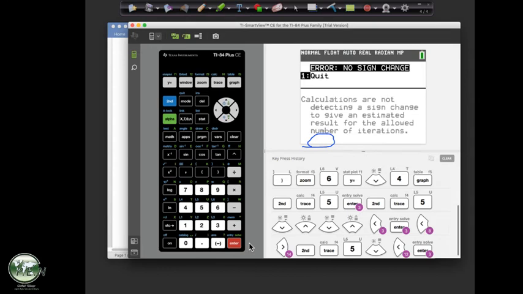Calculations are not detecting a sign change to give an estimated result. Because what it does is it basically subtracts from the 2 until it gets a 0. Or actually, it goes beyond 0. It keeps subtracting the y values until it goes from either positive to negative or negative to positive, because it knows in between was an intersection. And then it gets closer and hones in on that. The problem is it can't, what's positive infinity plus negative infinity? It's not 0. So that's where its problem was. It couldn't cross over that line. And so it gives us this error.